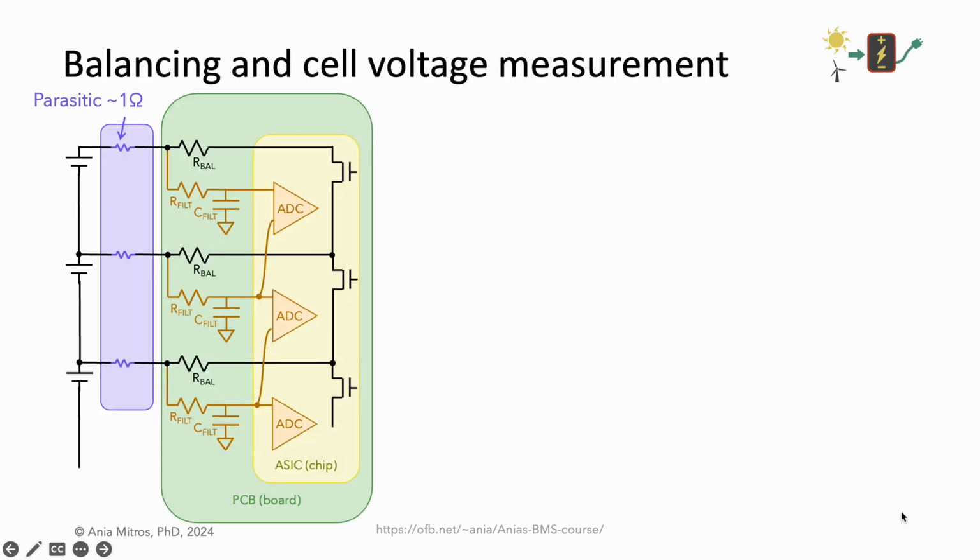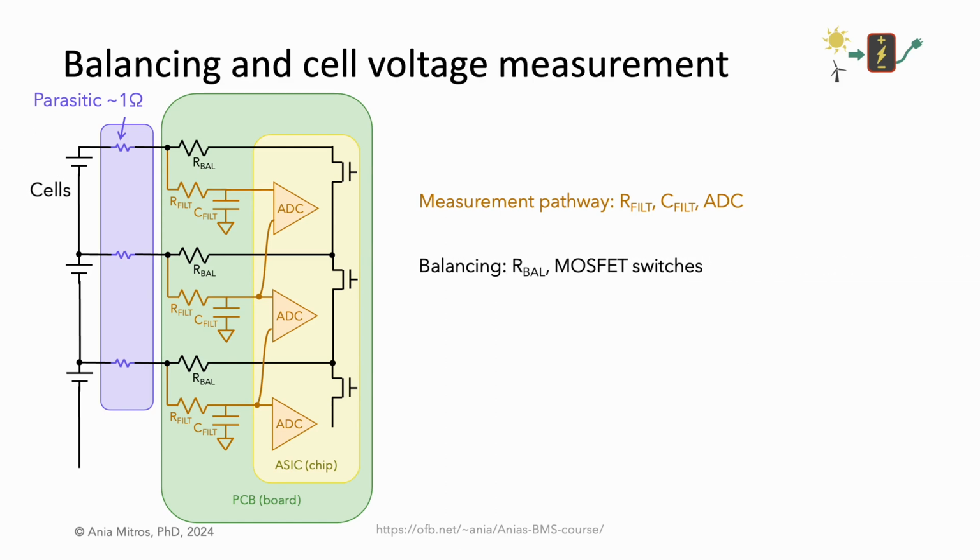The relative timing of balancing and measurement is an important firmware detail. We'll discuss it in the context of this circuit. In brown, we see the measurement pathway, the filter resistors and filter capacitors that constitute an RC filtering network, and the analog to digital converters that measure each cell's voltage. In black, we see the cells on the left and the components involved in balancing on the right.